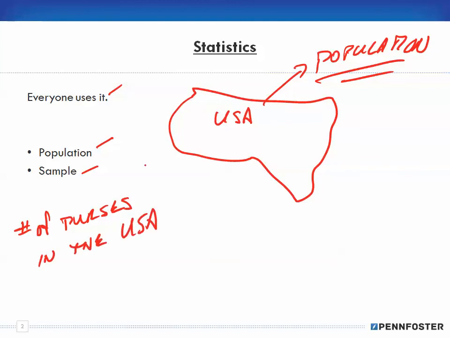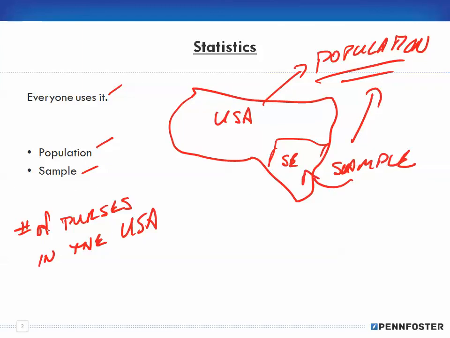Okay? So a population is, you set a parameter, and it's all the instances within that parameter. Now, there's also this concept of a sample, and the sample is basically a subset of the population. Meaning, let's just say we want to take a sample of the population in the United States, and we're talking about that sample of the people who live in, say, the southeastern part of the United States. Well, that's a sample of the entire population.